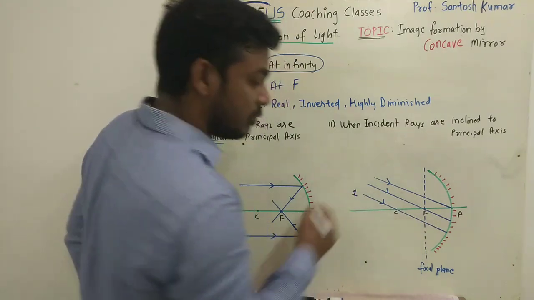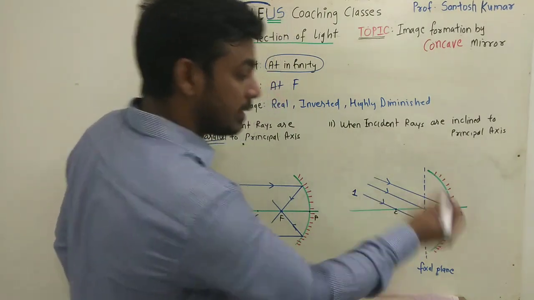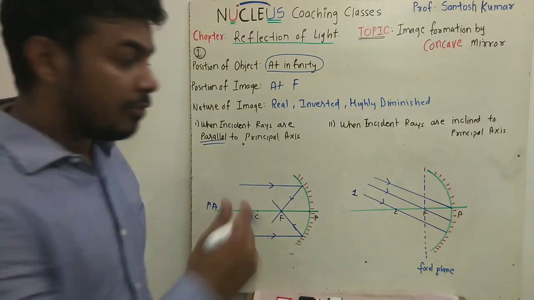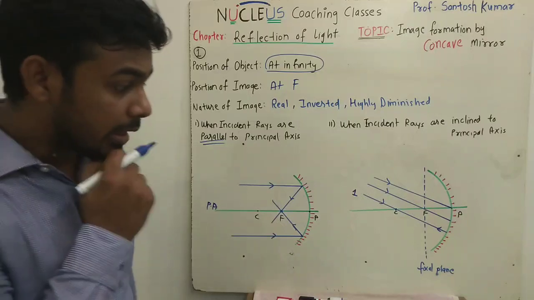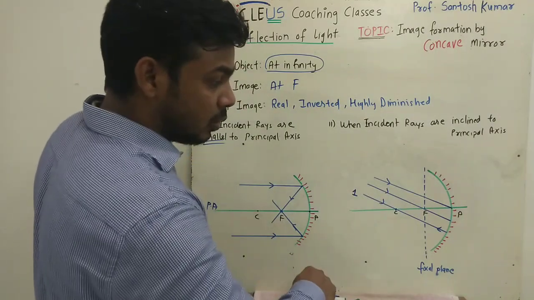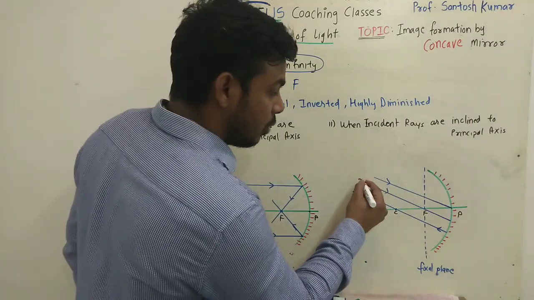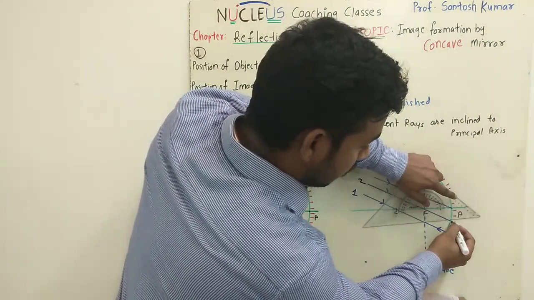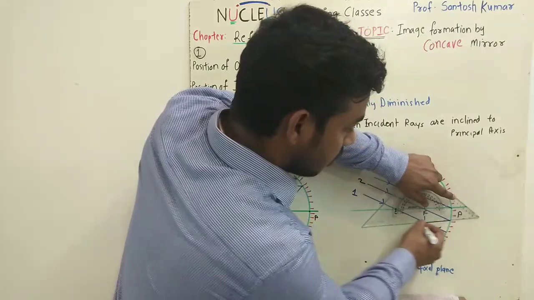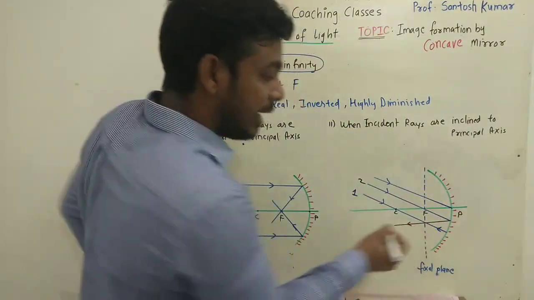I will name it as 1. So one ray is passing through C. So definitely this ray will retrace the path. Okay. If we talk about the next rule, which is passing through F, then definitely after reflection it will travel parallel to principal axis. So it will travel like this.